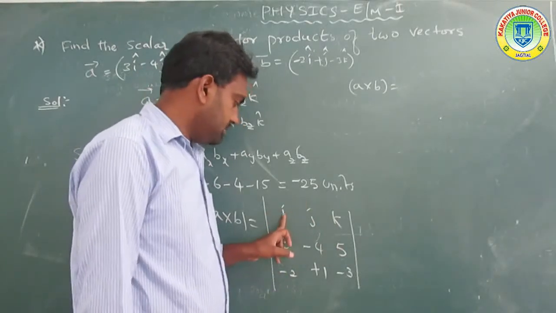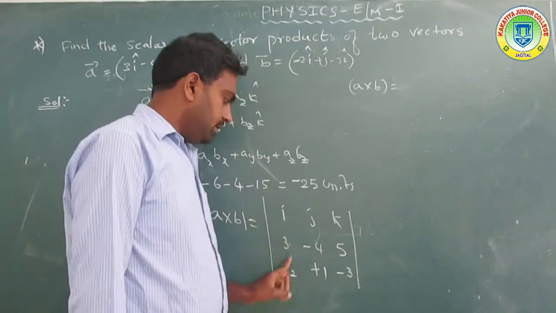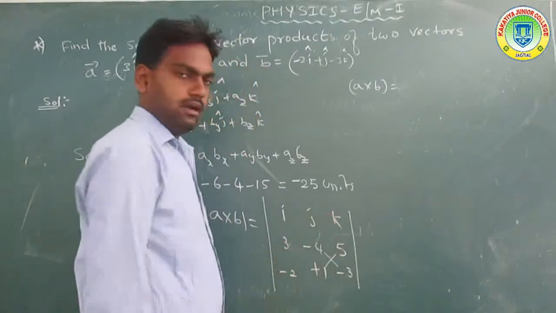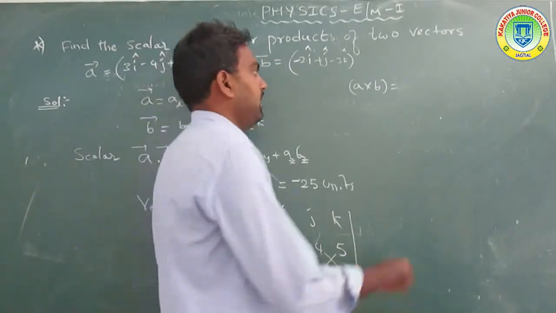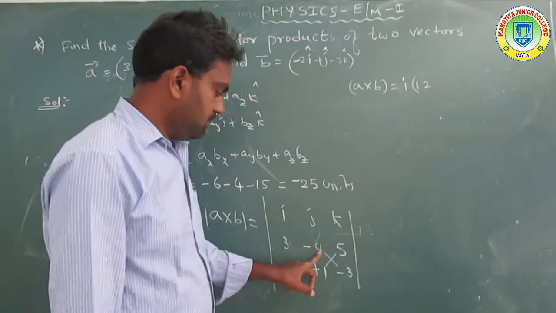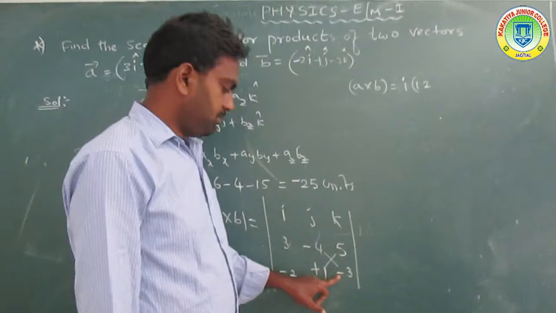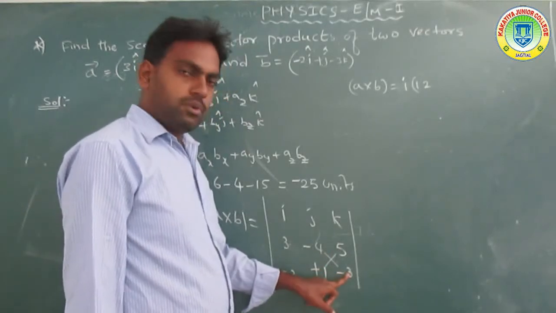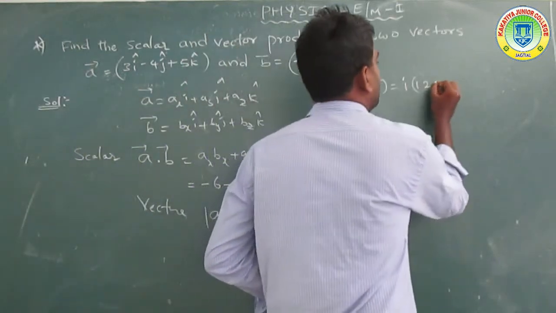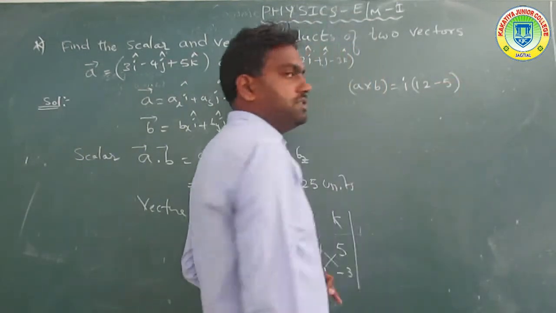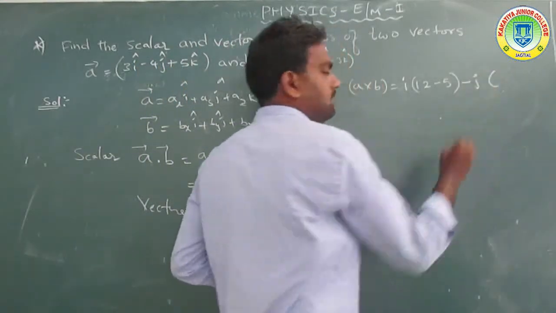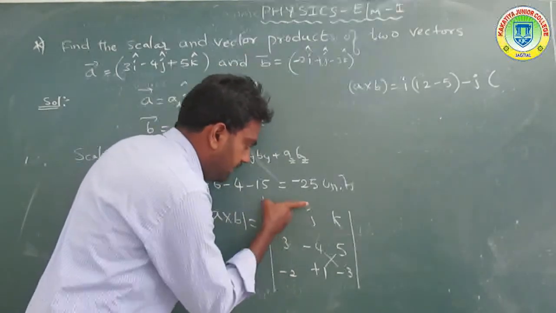Okay, so the i is taken, the row is cancelled, the remaining is taken, so 4 into 3 is 12. That means i into 4 into 3 is 12. Minus into minus is plus, 4 into 3 is 12. Then minus 1 into 5 is minus 5. j is always taken as minus j.